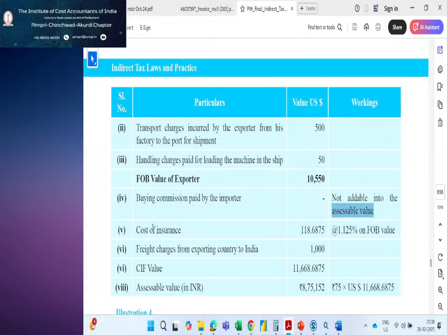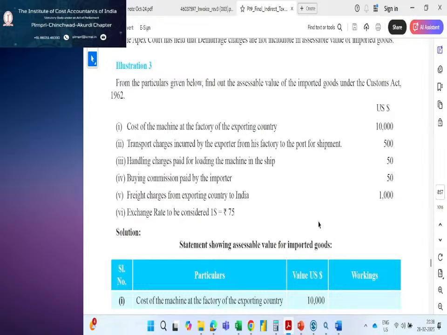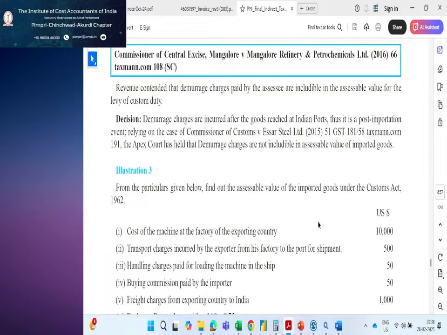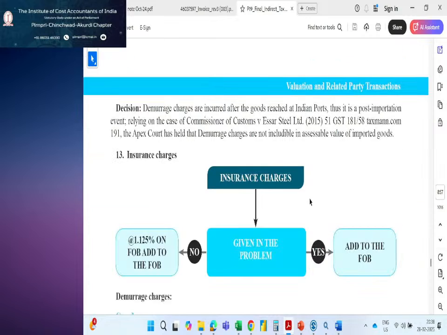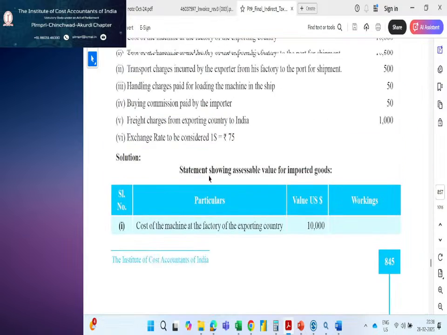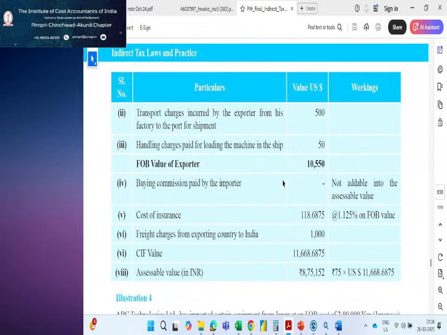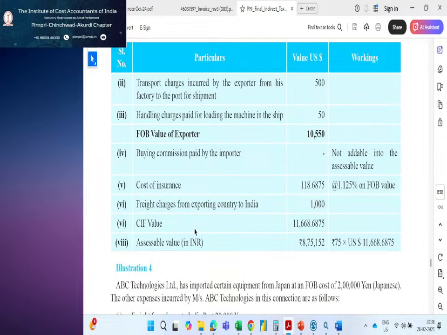Then we have insurance and freight. How are we going to calculate insurance? We have just seen, if insurance is given, consider the same. If insurance is not given, we need to add 1.125% on FOB, so we are going to add it manually. Then freight charges. Freight is already given in the problem, which is $1,000. So all are considered, and now the final thing is the assessable value.